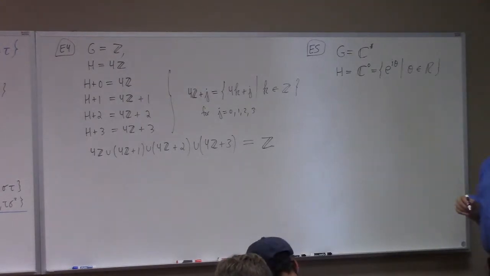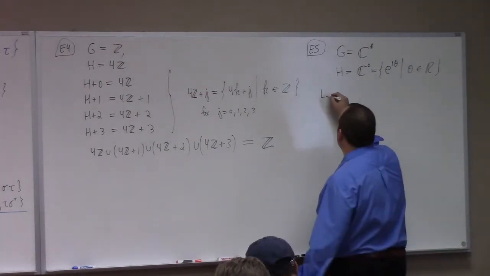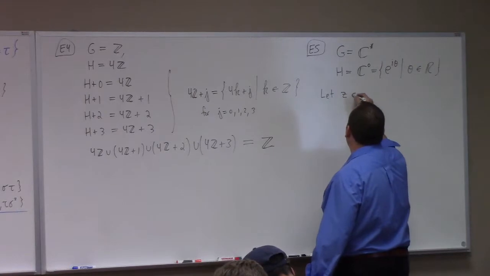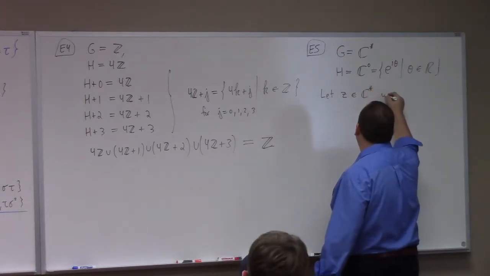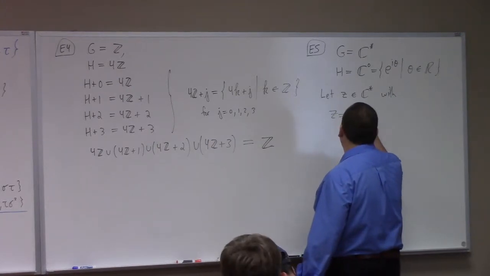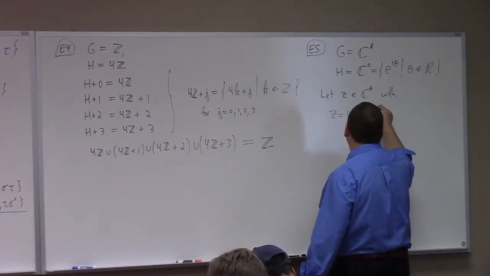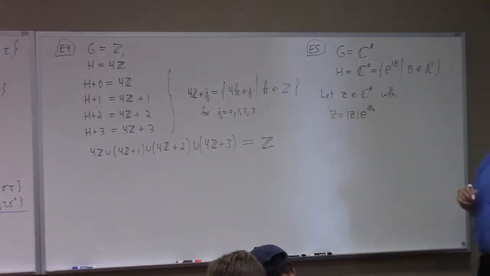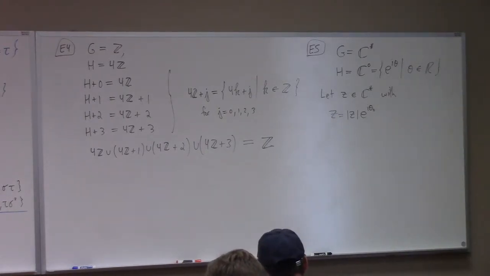So if we look at right cosets, let's let z be in C star, and we can look at the polar form of z. z is the modulus of z times, say, e to the i theta naught, where theta naught is the standard angle. Pick your favorite argument, if you know what that means.